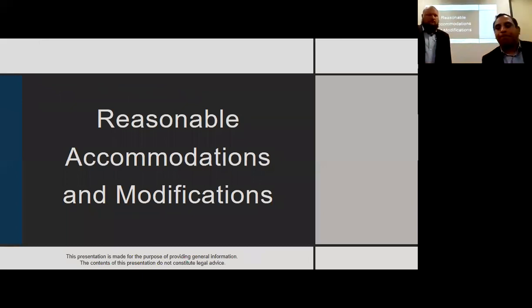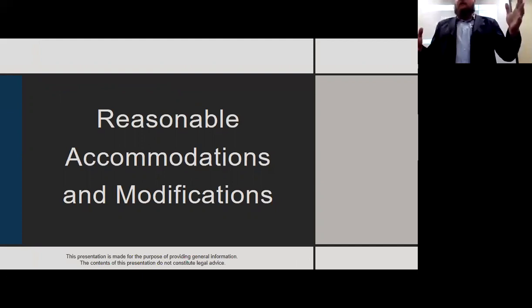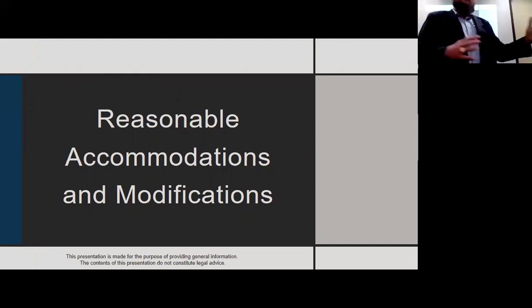Covered that, so. Gotcha, I'm gonna handle some reasonable accommodations and reasonable modifications, which is kind of its own little niche area under the FHA and the state acts.